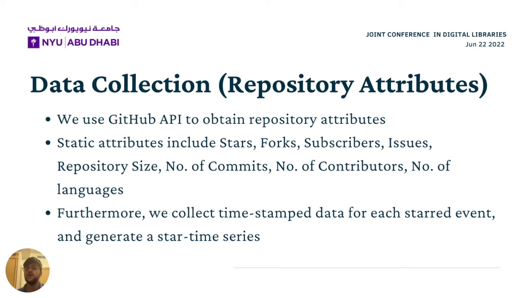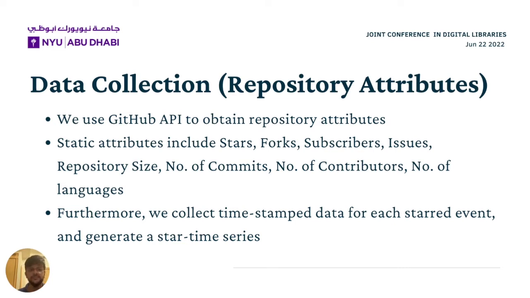Right. So after we extracted the GitHub links from the paper, the next step was to use the GitHub API to obtain repository attributes. First, we collected static attributes. These are simple one-dimensional numbers that relate to certain features of the repositories. This is stuff like stars, forks, subscribers, etc.